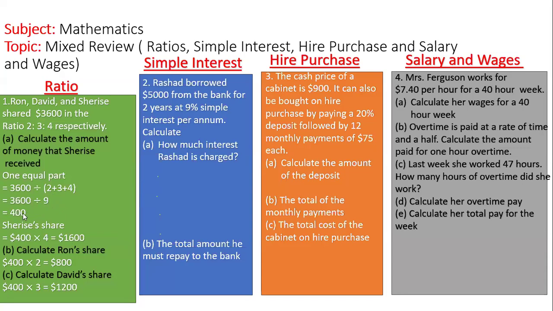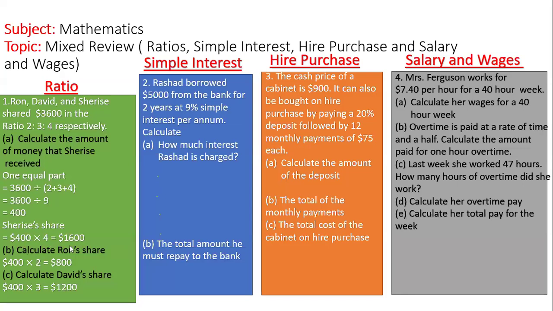Now for Charisse's share, how are we going to get that? We do 400 times 4 because her share is 4. How do you know her share is 4? By their names being in order. Ron is number 2, David is number 3, and Charisse is number 4. Good. So 400 times 4 is 1,600. That process repeats by using the base number, which is $400, which is 3,600 divided by 9.